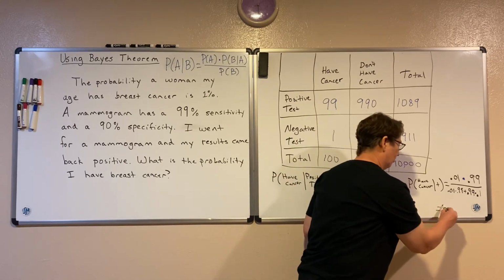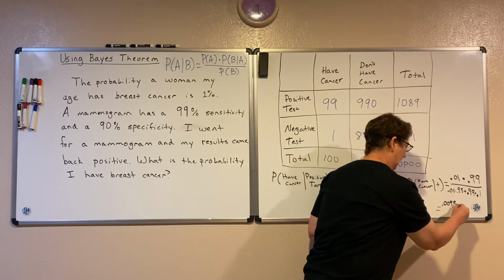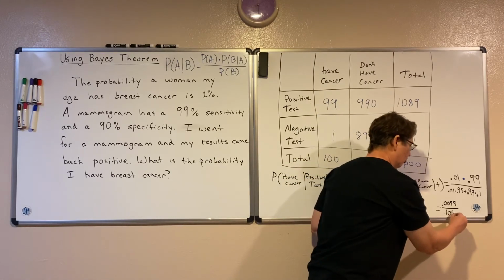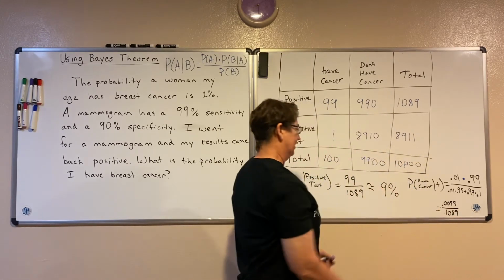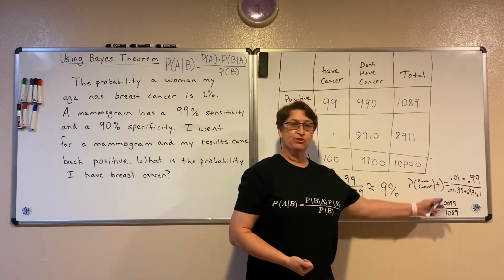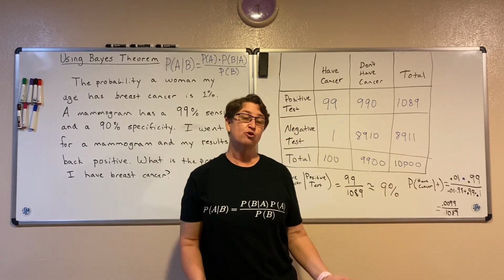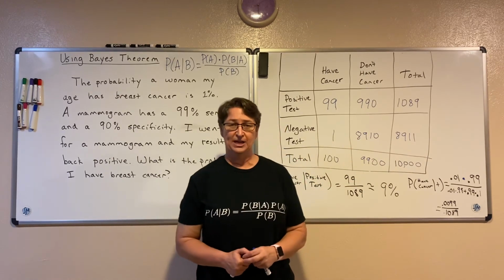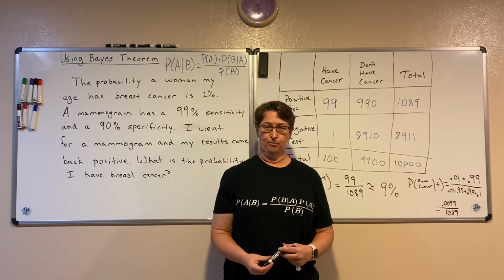We ended up with 0.0099 over 0.1089, which ends up being that same 9%. So for me, using the formula is actually more difficult than just making a two-way table. Seems simpler to me, but to each their own.